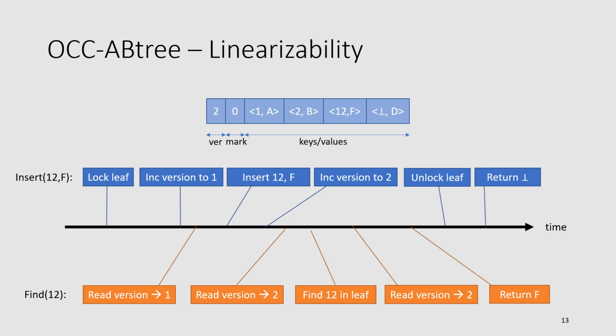Since finds wait for the version to be even before getting a snapshot, we should linearize inserts and deletes while the version is odd. Specifically, let's choose to linearize at the last possible time, the second increment of the version. This choice will become important later when we discuss publishing elimination. Finds that reach a leaf that is in the tree linearize anywhere during their snapshot while the leaf's version is even and the leaf is not changing.